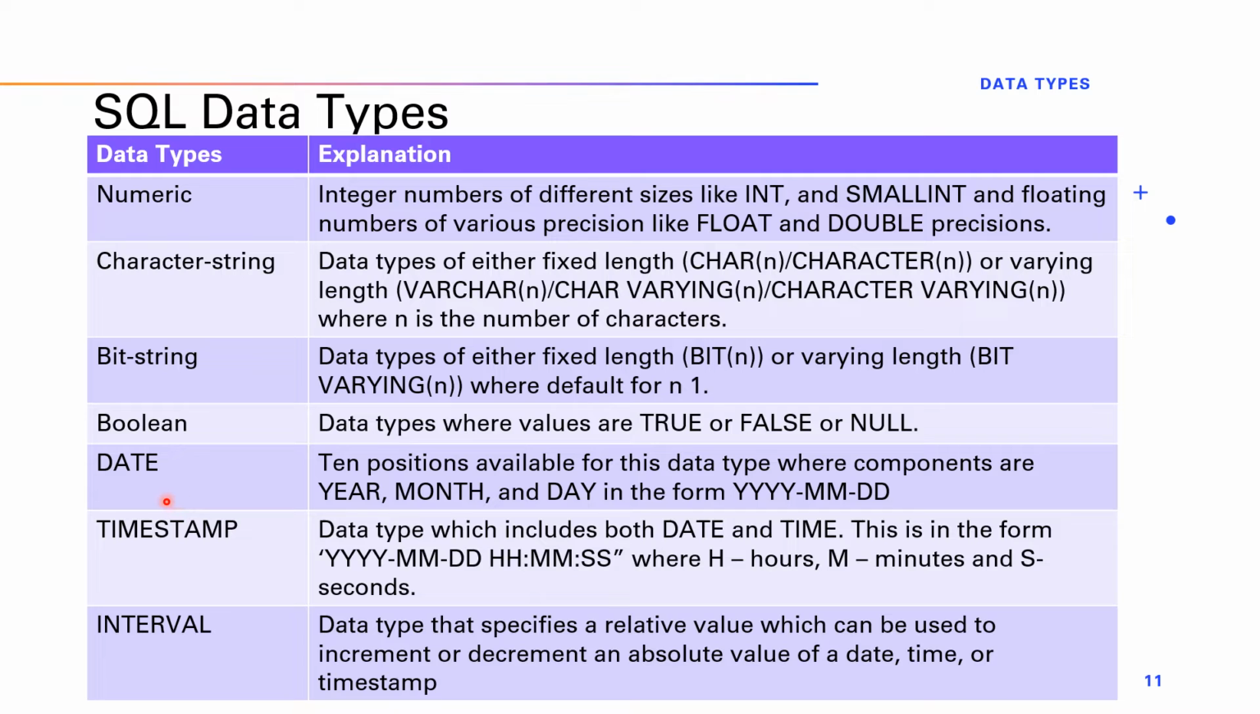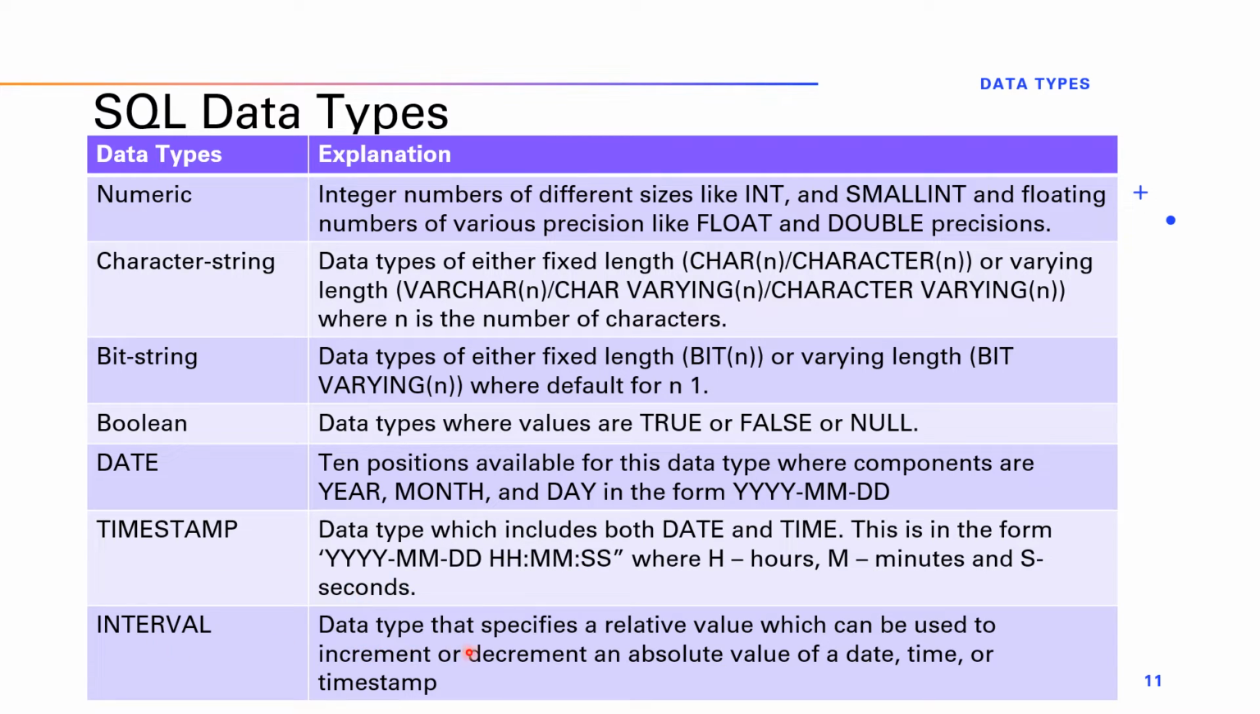We also have data types like date, timestamp, interval. So for date, there are 10 positions available where the components are year, month, and day in the form like this: 4 for year, 2 spaces for month, and 2 spaces for date. Timestamp data type, which includes both time and date. This is in the form date and time. So here you will have to put date first and then time, where H is for hour, M is for minute, and S is for second.